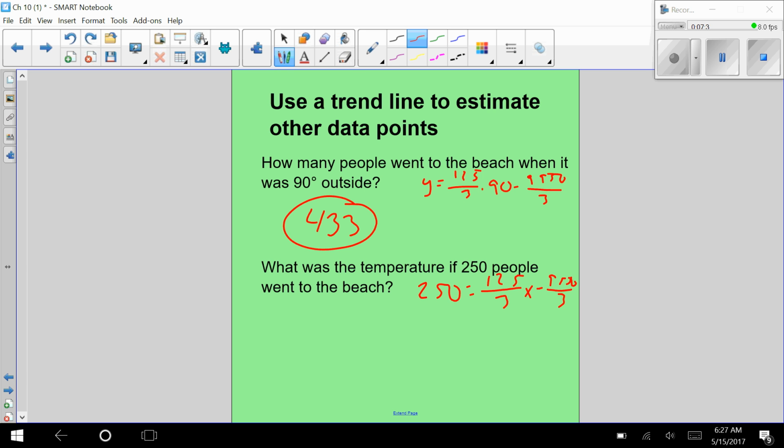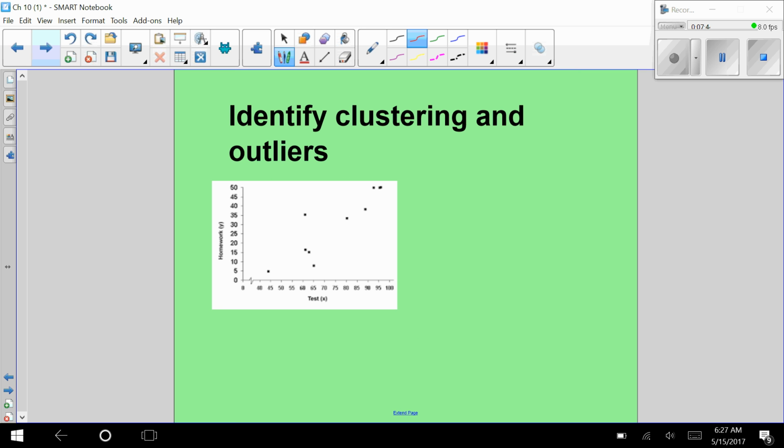Remember, I would add that 9,950 over 3, then I would divide by 125 over 3. I will get about 85.6 degrees Fahrenheit outside if 250 people go to the beach.